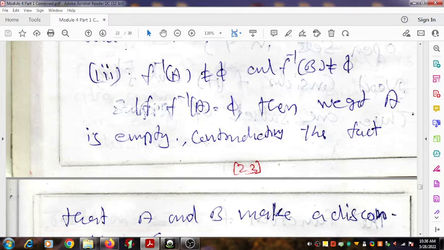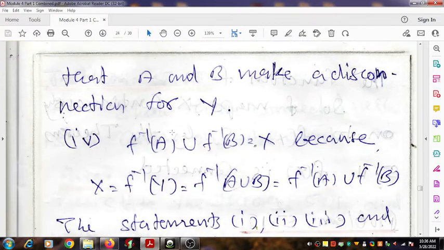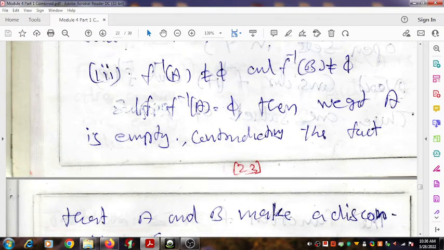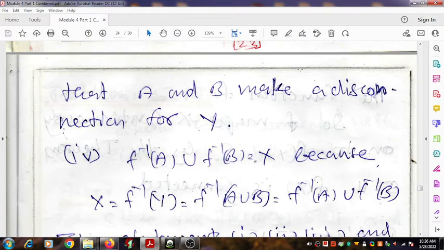Therefore we must correct the assumption that f inverse of A is empty. So f inverse of A must be non-empty. Similarly, we can show that f inverse of B is also non-empty.